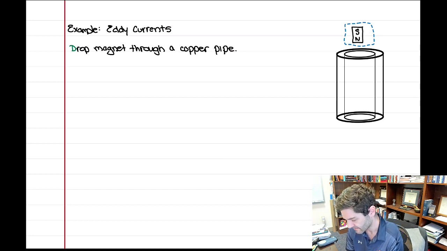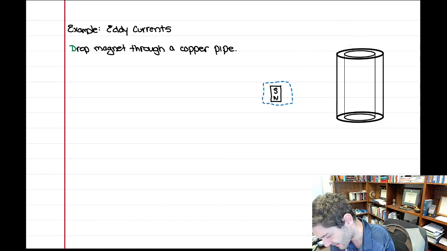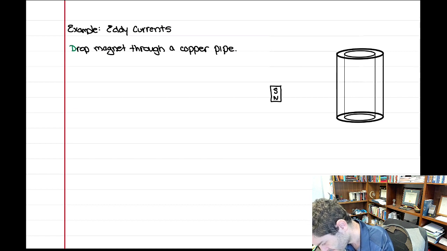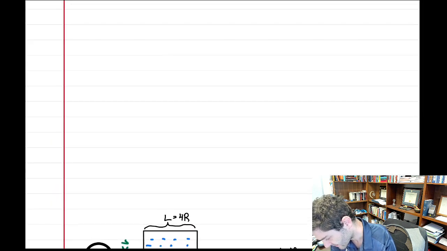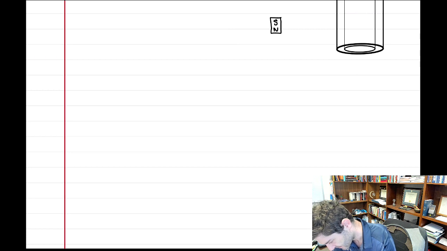I have a magnet, and so I can think of this magnet as a dipole, of course. Going down there. So then I have this thing. Let me draw some representative field lines of this dipole.